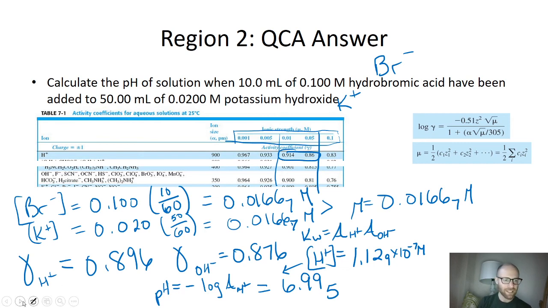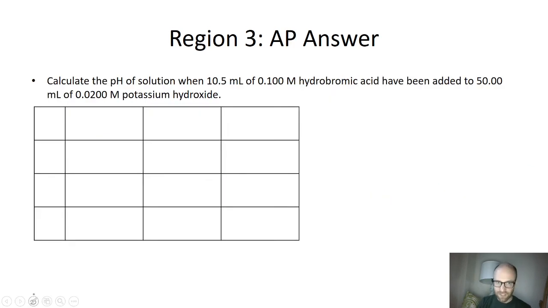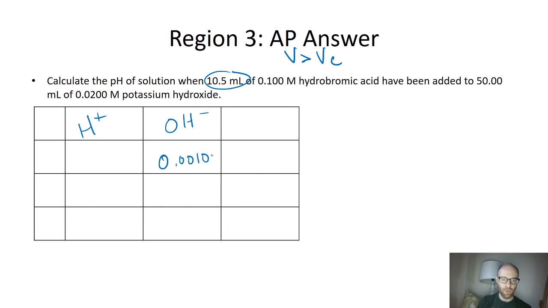And then finally, we should take a look at what region 3 looks like. In region 3, you can see you've added V is greater than VE. So we've added our H plus moles. Our hydroxide moles is still 0.001. I don't care about the H2O. We're done with it. We're good. Cool.